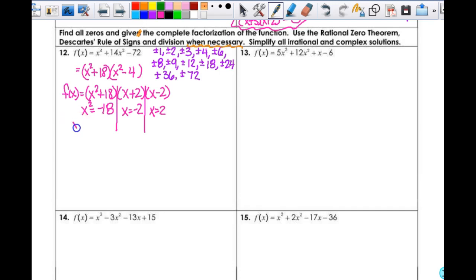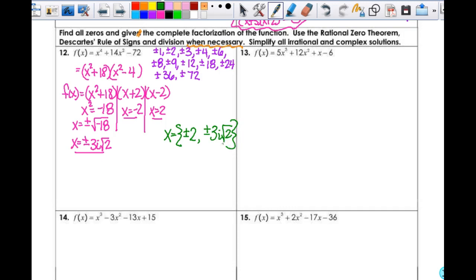Then I'm going to take the square root of negative 18. So that negative is an i, and I would need the square root of 2, because 9 times 2 is 18. Make sure you get that. So here my directions say to find all the zeros. I got that, just state that here. It's going to give me plus or minus 2 and plus or minus 3i square root of 2.